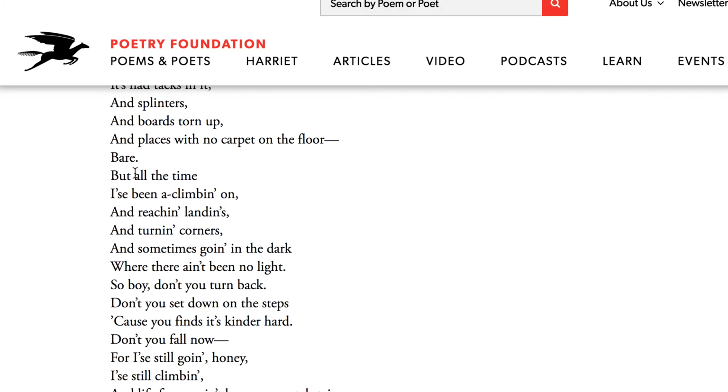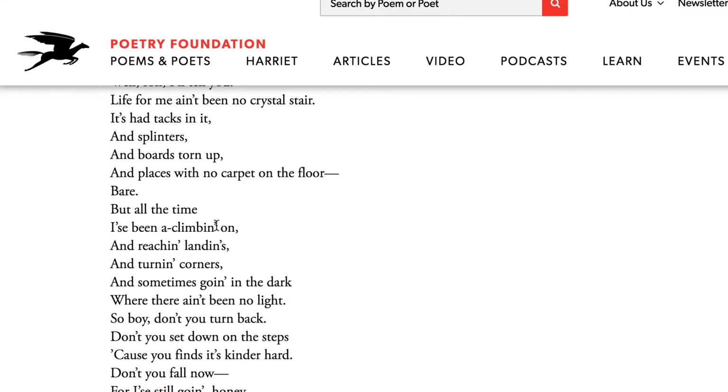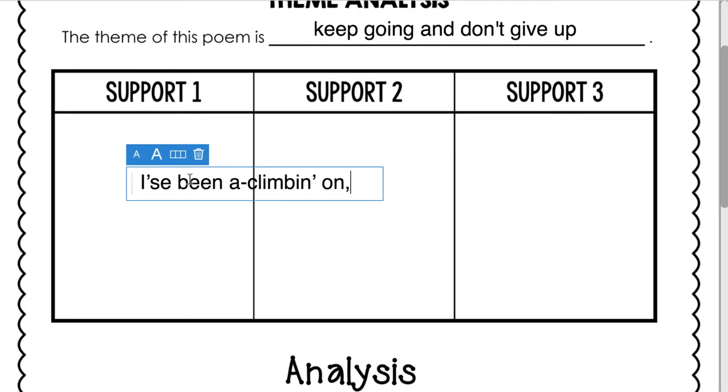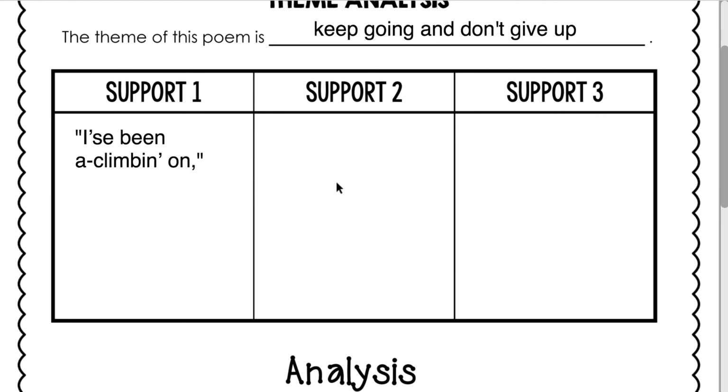Well, if I am looking here where she says, "I've been a climbing on," she's saying, I haven't given up. Even though I've hit these tacks and these splinters and these torn up boards and places that didn't have carpet on the floor, I'm still climbing on. So I'm going to use that direct quote as my evidence. So let me go back. My first support, and I'm going to put it in quotes because it's directly from the text. Even though life hasn't been easy for her, she's still going. So I think that's one piece of evidence.